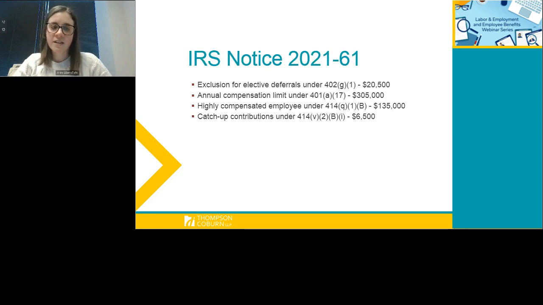And just a friendly reminder, the IRS published Notice 2021-61 a couple of weeks ago, announcing the 2022 contribution limits. So the limit for elective deferrals under 402(g)(1) for 2022 is $20,500. The annual compensation limit under 401(a)(17) is $305,000. The definition for highly compensated employee under 414(q)(1)(B) is $135,000, and the catch-up contribution limit under 414(v)(2)(B)(i) is $6,500.